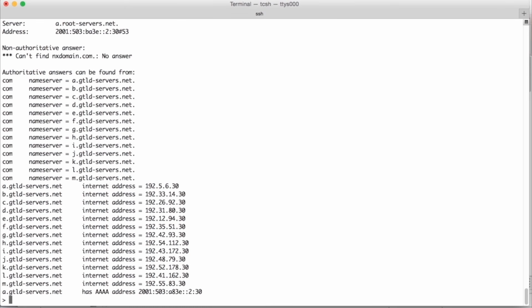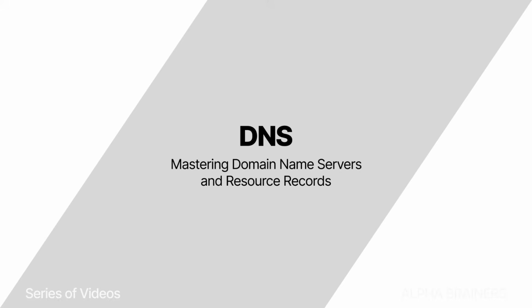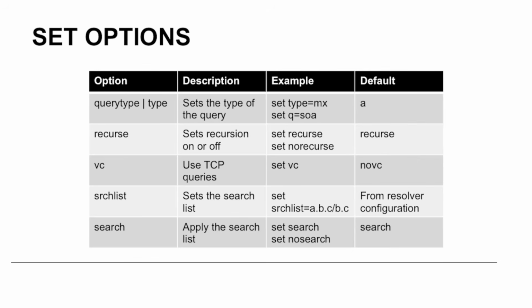Let's go through all of nslookup's options. Here's a list of the options. You can see query type or type, which sets the type of the query. By default, it's A for address. Recurse, which sets recursion on or off. By default, recursion is on. VC, which tells nslookup to use TCP-based queries. By default, it's no VC, which means use UDP-based queries.